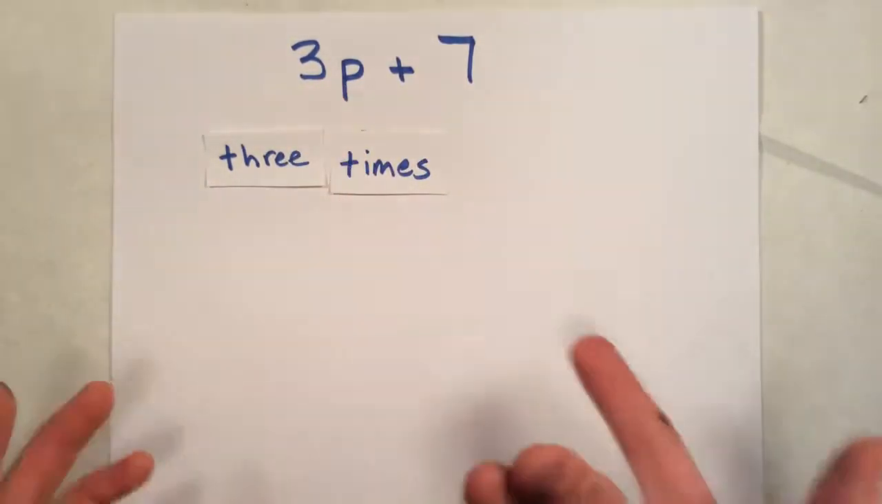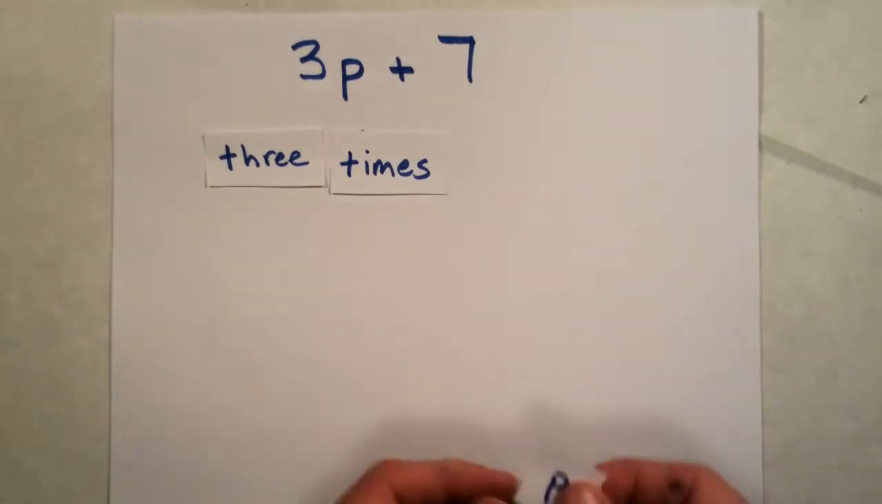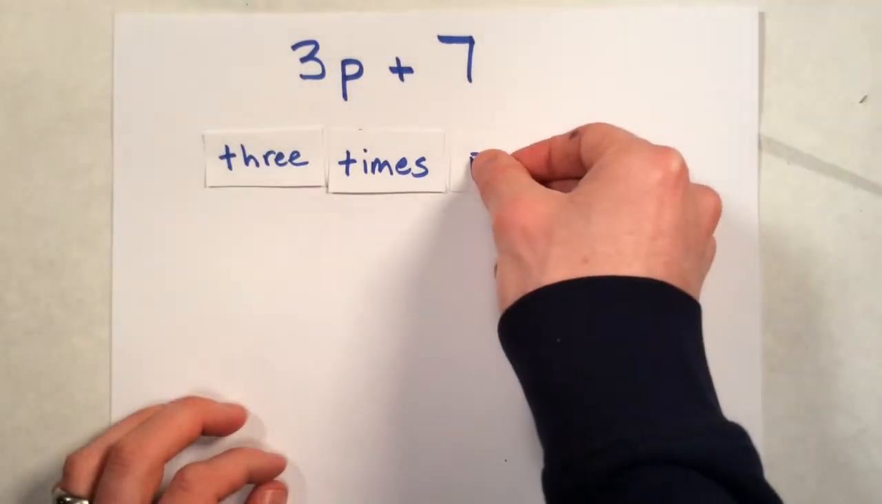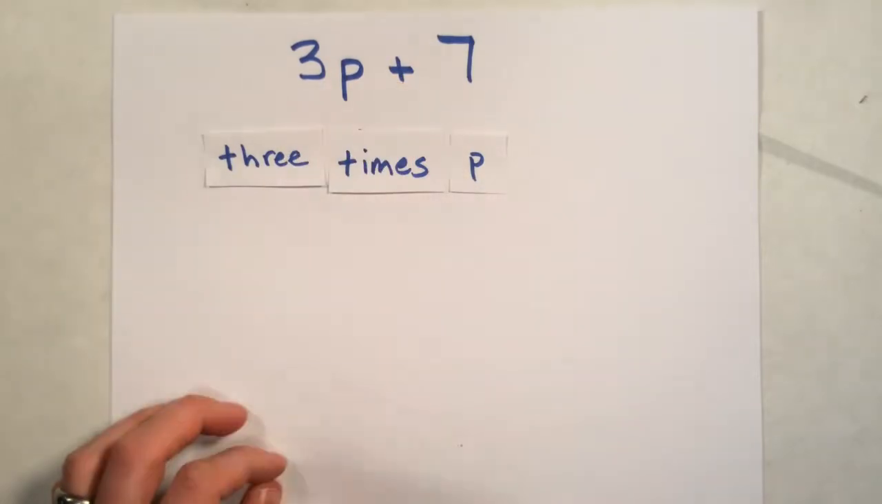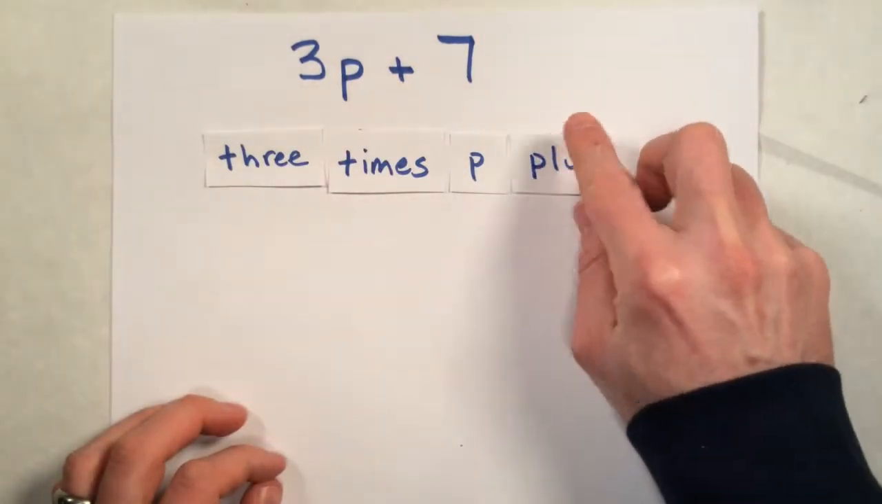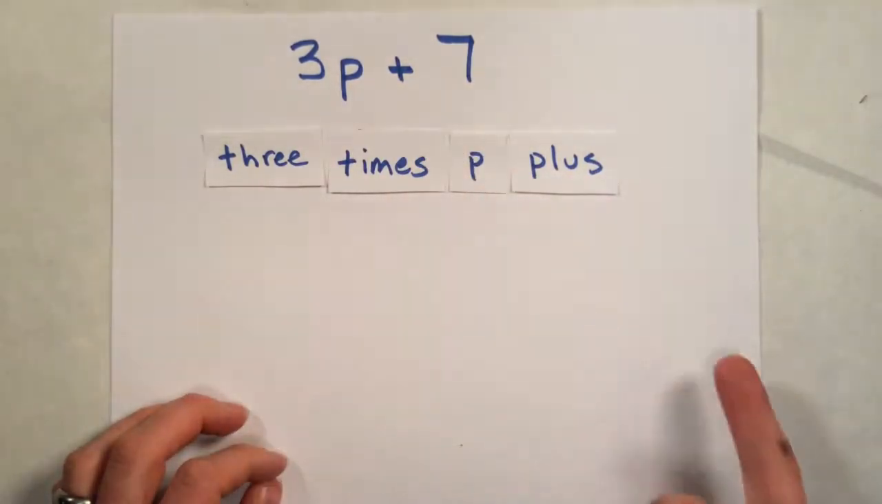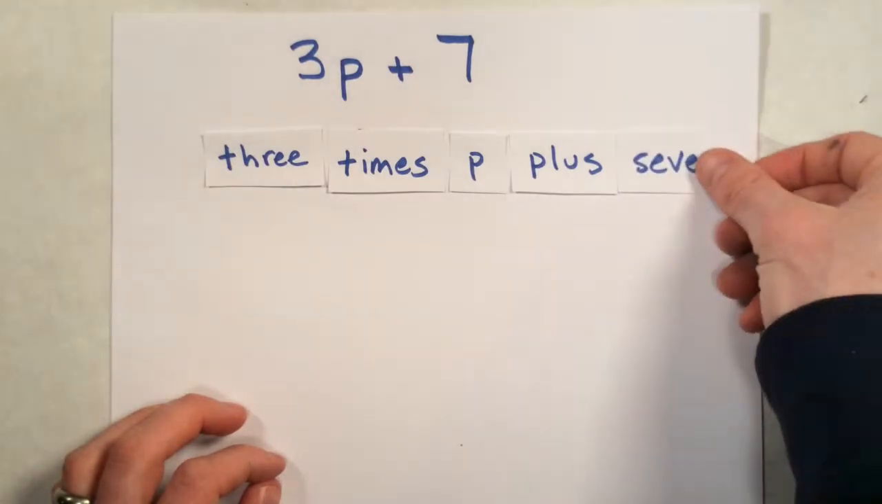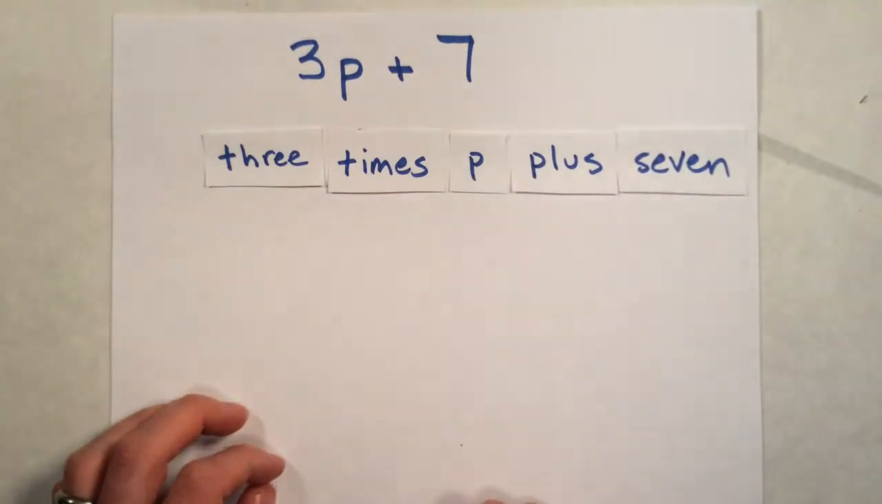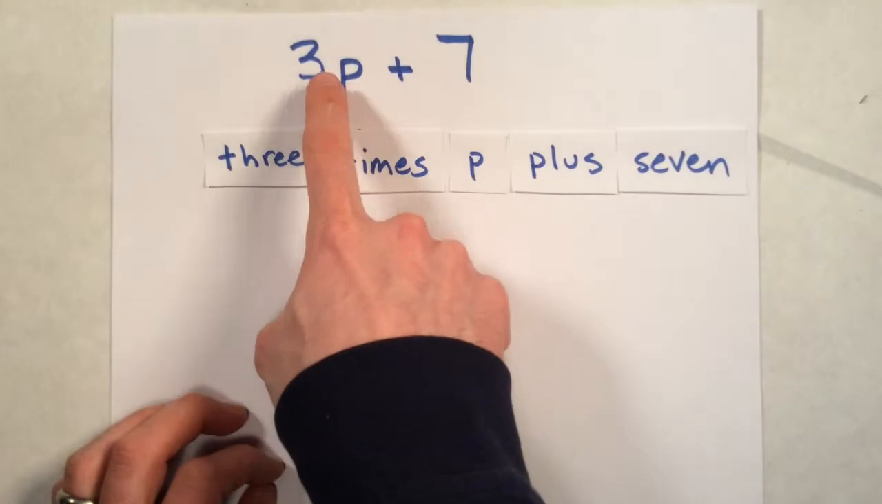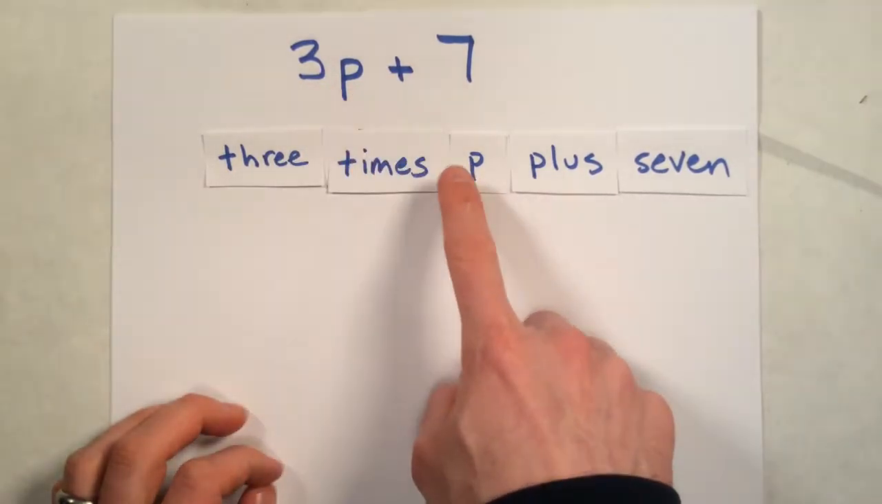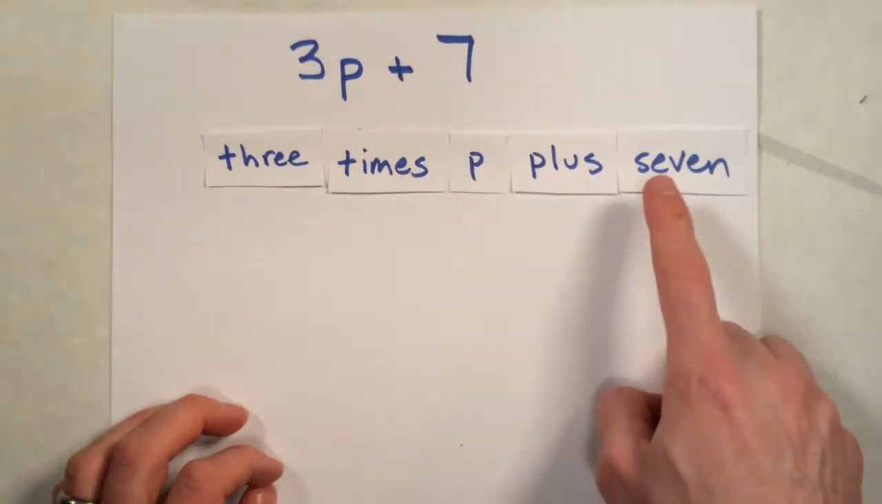Now the next one is an English letter, so we simply use the letter P again to represent it. The next symbol is a plus sign, which we use the word plus, and the last symbol is the digit 7, which we use the word 7. And so again, it's fairly straightforward. 3 times P plus 7.